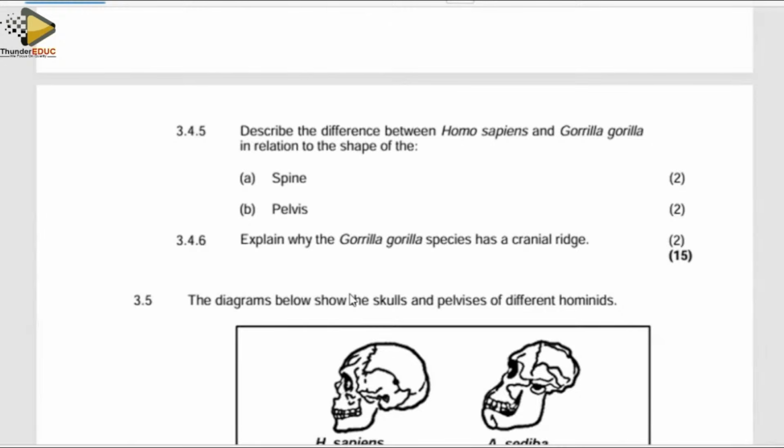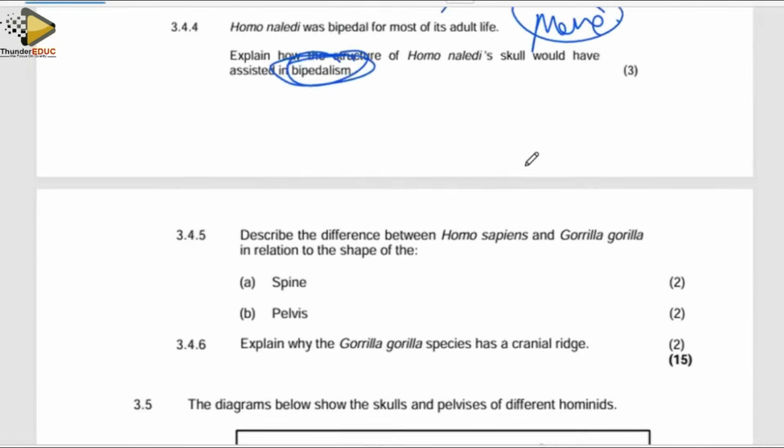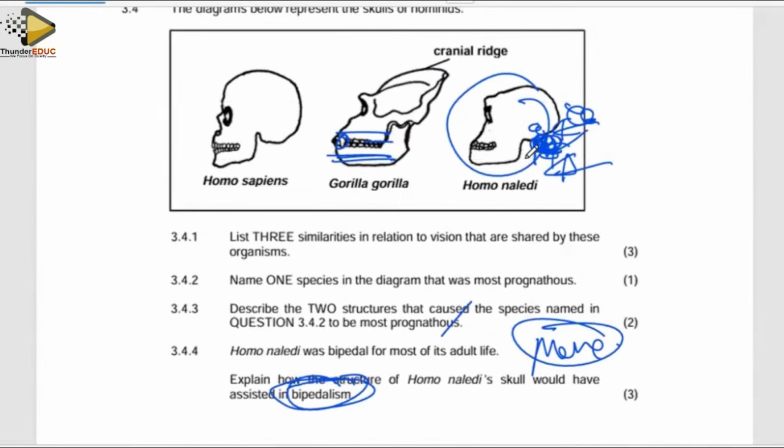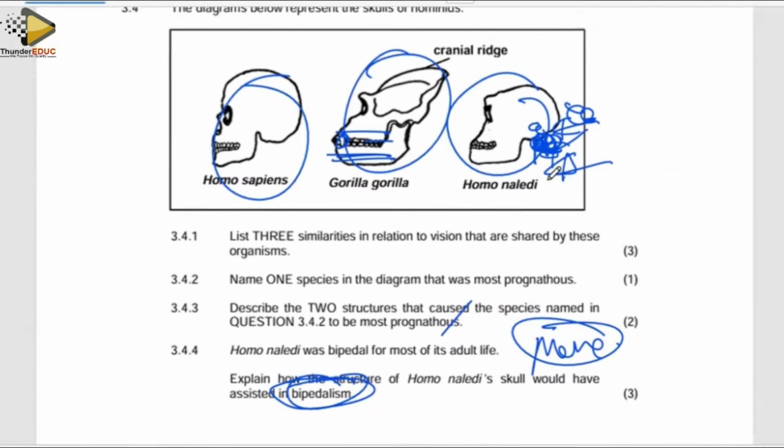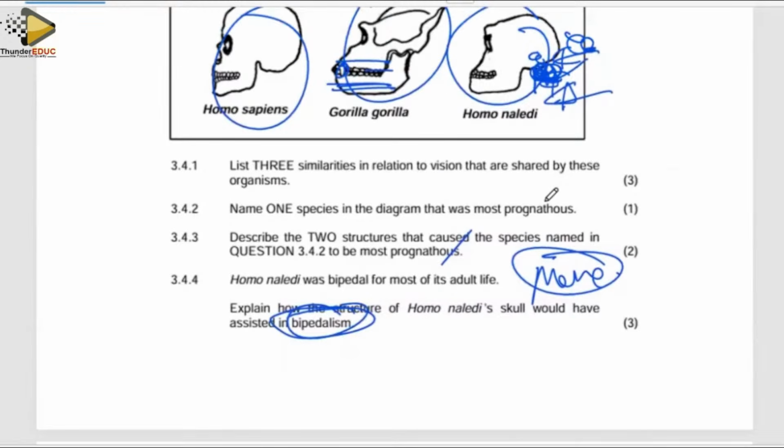The next question is describing the difference between Homo sapiens and the gorilla in relation to the spine. If you look at the Homo sapiens, this one is bipedal and then this one is quadrupedal. So if you look at the gorilla, it is C-shaped, while the humans, it is S-shaped. So Homo sapiens has an S-shaped spine, and then gorilla has a C-shaped spine.